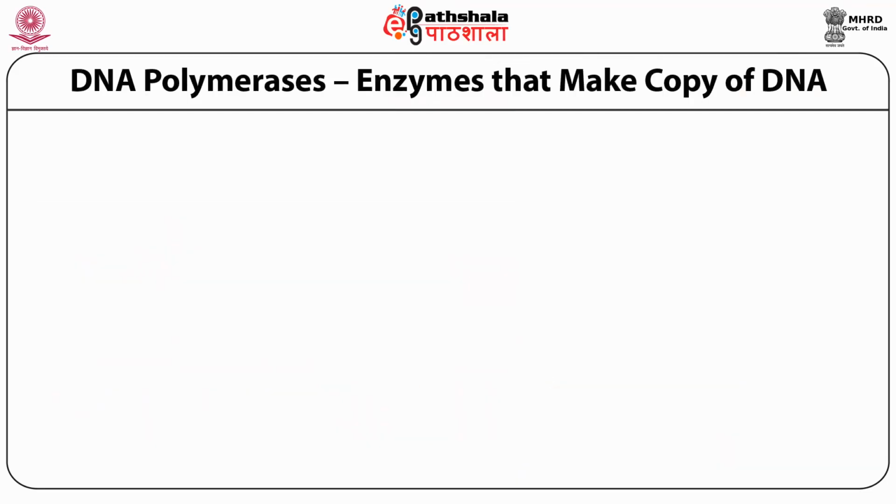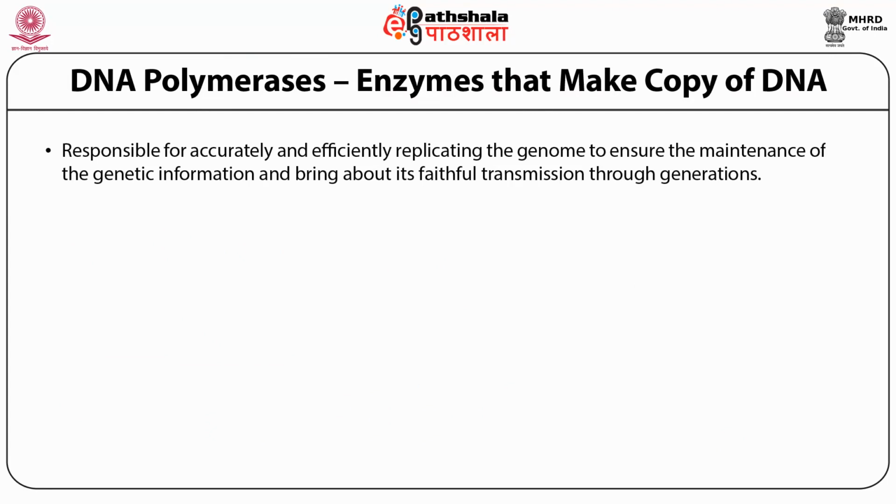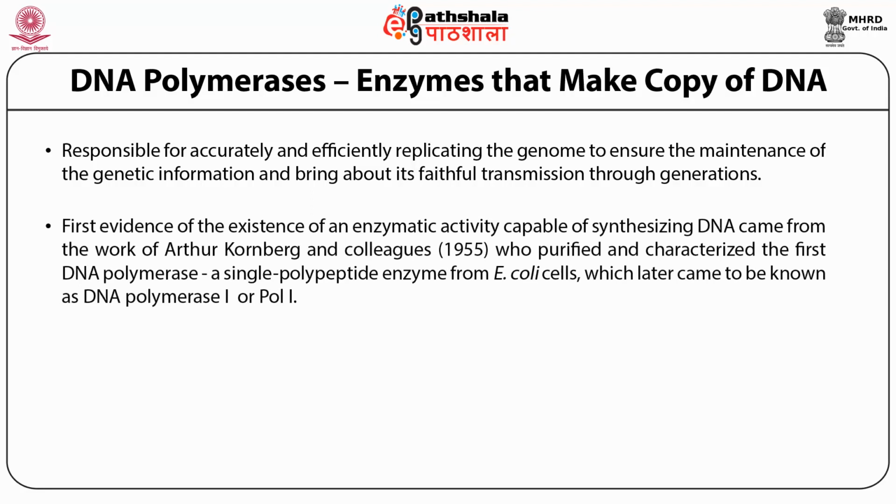DNA polymerases are enzymes that make copies of DNA. They are mainly responsible for accurately and efficiently replicating the genome to ensure the maintenance of genetic information and bring about its faithful transmission through generations. The first evidence of an enzymatic activity capable of synthesizing DNA came from the work of Arthur Kornberg and colleagues, who first purified and characterized the first DNA polymerase, a single polypeptide enzyme, from E. coli cells, which later came to be known as DNA polymerase 1 or Pol 1.